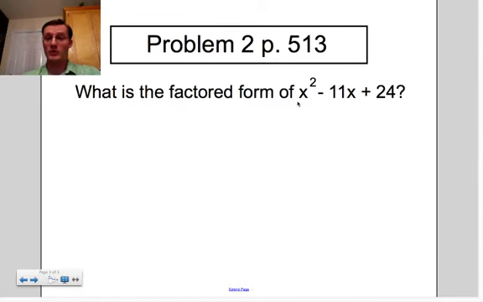Now, what's the factored form of this one? Well, again, that positive on the constant means that they're the same signs. The factors of 24 have to be the same sign. And we know that we have to add the factors of 24 to try to get 11.